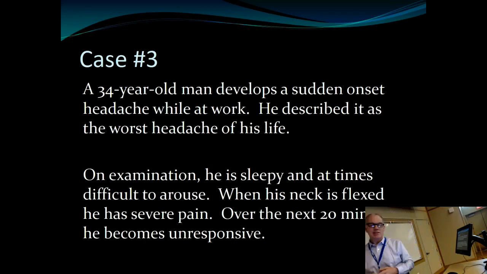When his neck is flexed, he has severe pain. What does that suggest? What do you do when you bend your chin down to your chest? You're stretching meninges, right? So anything that would cause meningeal irritation. We mentioned 2 of them already, right? Meningitis, but what else? Blood, subarachnoid hemorrhage, right? When an aneurysm ruptures, where does the blood go? It goes into the subarachnoid space. And so severe pain with neck flexion should make us think either of a meningitis or a subarachnoid hemorrhage.